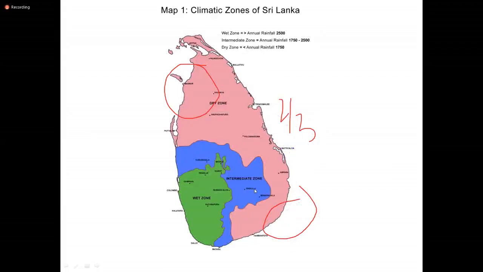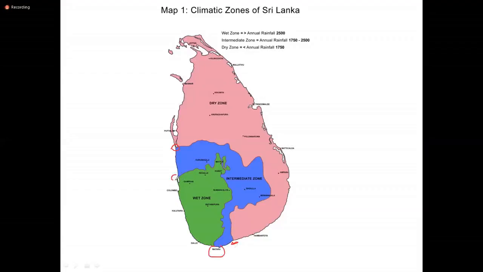Now you can see the dry zone, intermediate zone, and wet zone highlighted, right? The pink color indicates the dry zone. So Jaffna, the northern province, the eastern province, and some part of the western province have been put close to this area. Then from the start, Kurunegala district comes across, and Puttalam district comes across, right? So it falls closer to the Mannar district somewhere here, and somewhere here Matara falls.